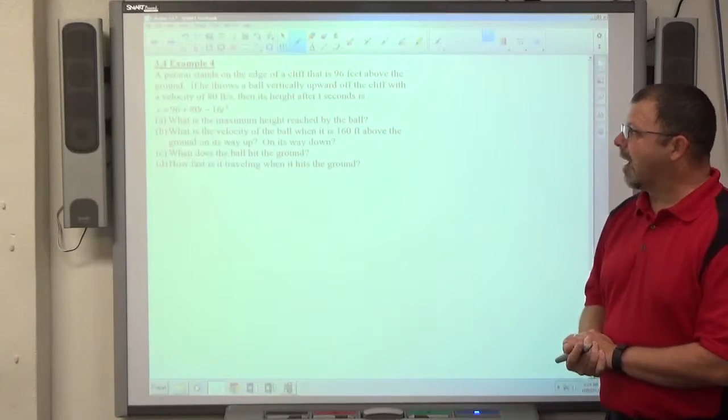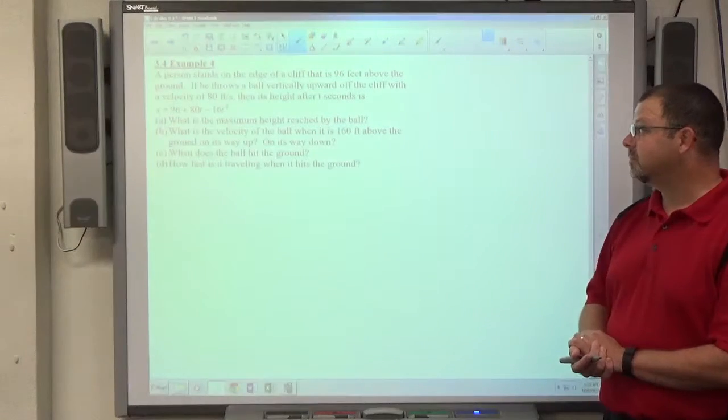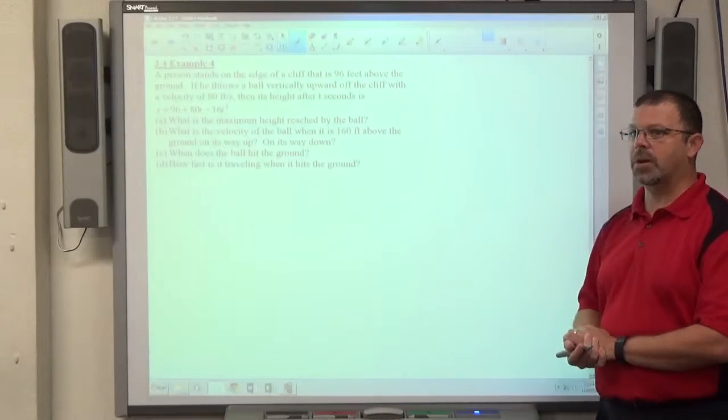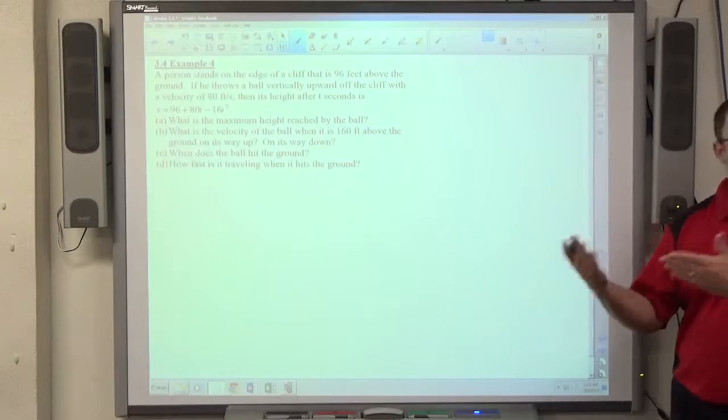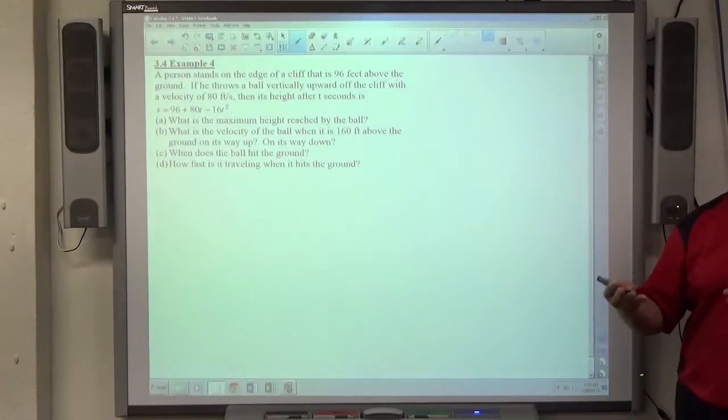Okay, question A, maximum height reached by the ball. B, what's the velocity of the ball when it's 106 feet above the ground on the way up and down? When does the ball hit the ground? How fast is it traveling when it hits the ground? Okay, so again, they give us a position function. We're going to create a velocity function. Then we're going to answer the questions based on what we need to use.